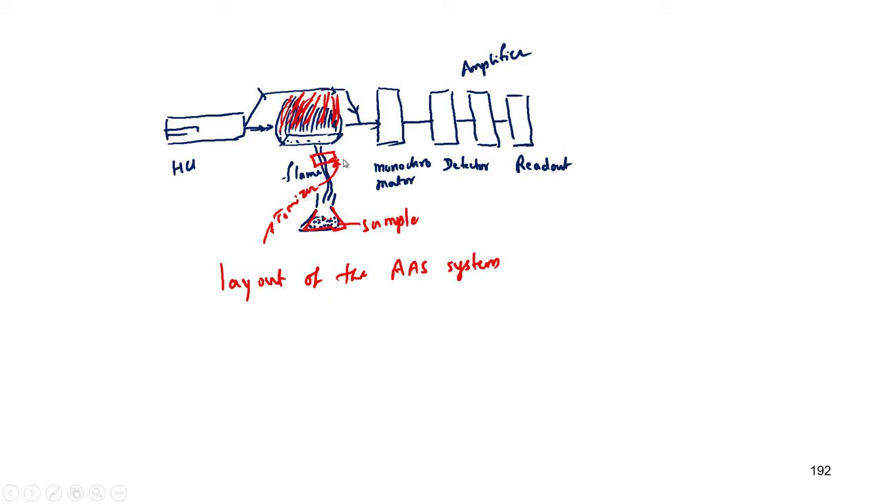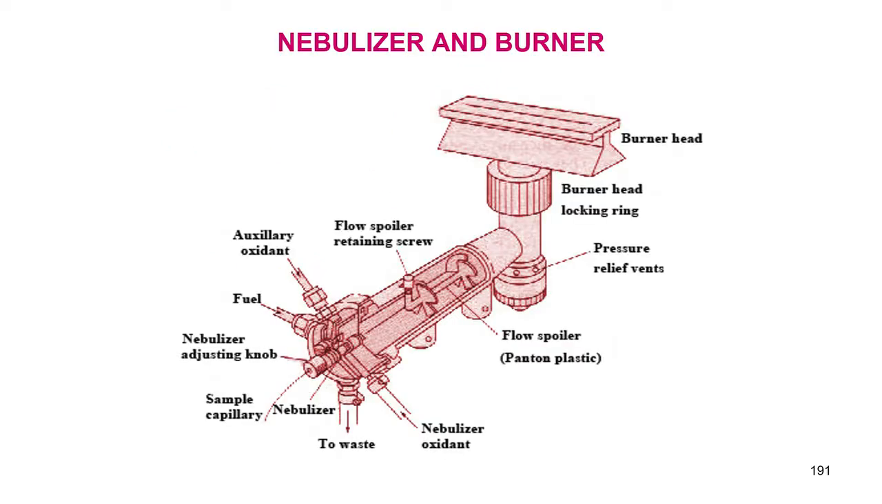This is the atomizer. So, sample is taken through an atomizer into the flame, and then I have a monochromator, I have a detector, I have an amplifier, and then I have a readout. So, we are going to discuss the flame and atomizer now, and then subsequently the flame also. Afterwards, we will discuss the monochromator, detector, amplifier and readout. Now, coming back to this, I want you to look at the design of the nebulizer and burner.